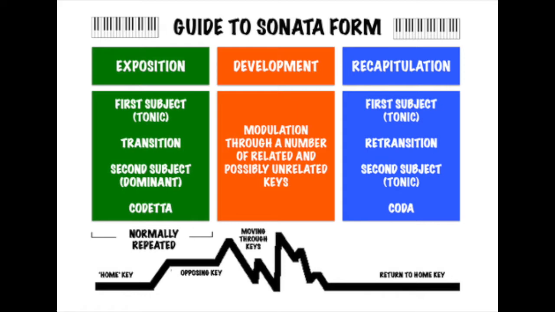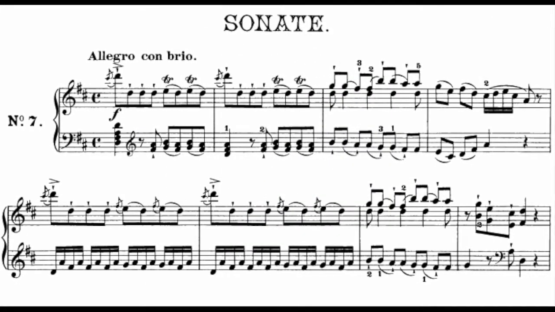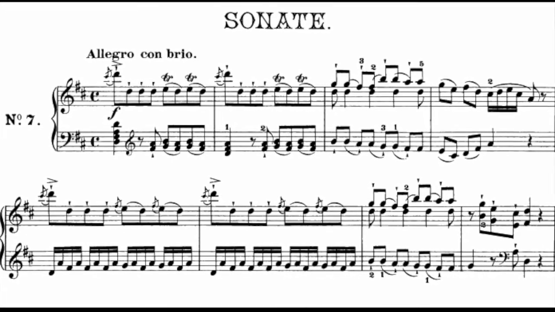The exposition introduces all the themes that we hear throughout the piece. The development is the harmonically unstable zone, and the recapitulation is basically the exposition repeated, but ending in the tonic rather than the dominant. So the exposition starts in measure 1 with the primary theme.